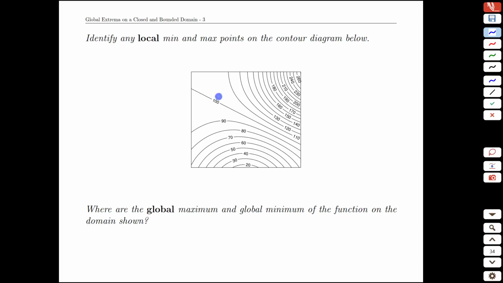We now consider a similar problem, just with a new contour diagram, and we're asked to identify the local min.